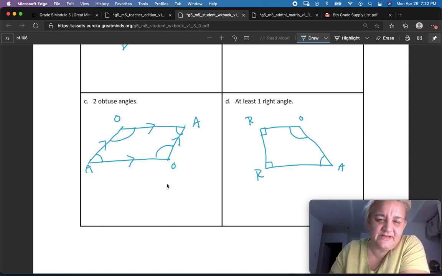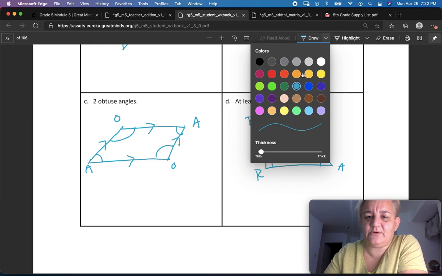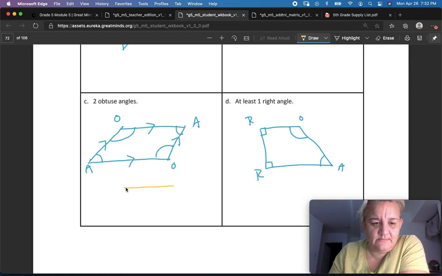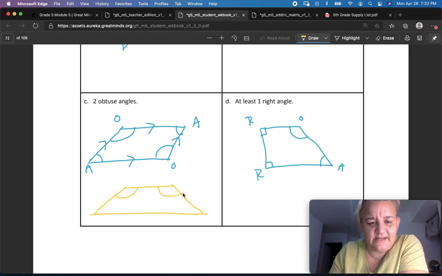I want to come back to this two obtuse angles. You know, I thought of another example, and I just want to make sure that you know that this would be a trapezoid as well. Okay. Look at that. There is an obtuse angle, and there is an obtuse angle. And this would be an acute angle, and this would be an acute angle. Okay?